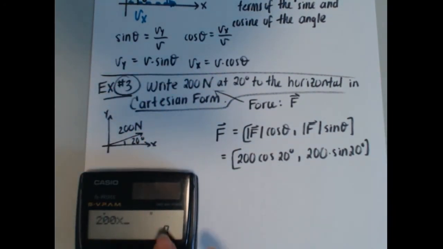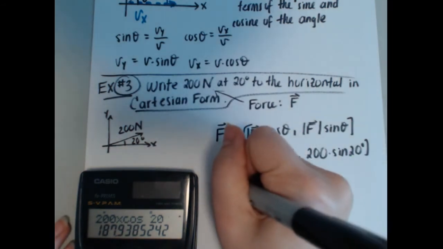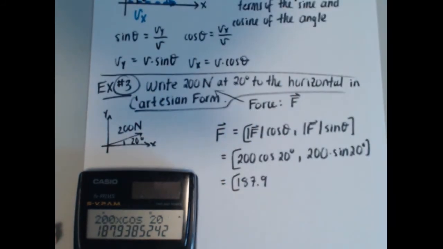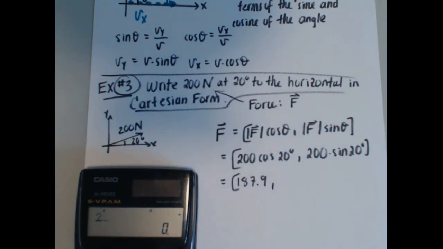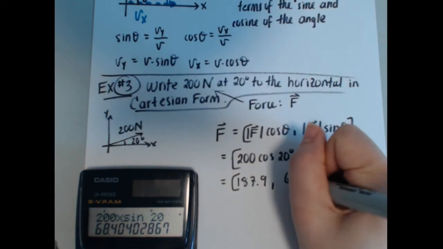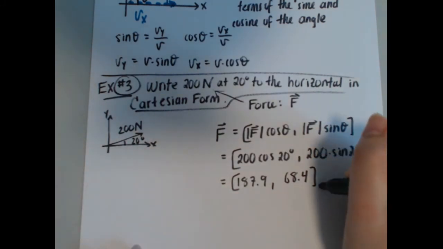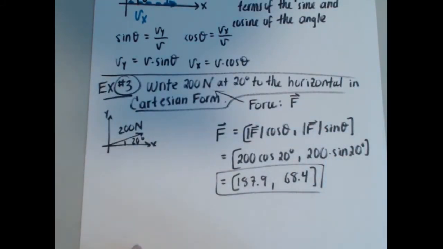So 200, make sure your calculator's in degrees, by the way, times cosine of 20. So that's about 187.9. If you want 3 sig figs, that would be 188. And then 200 times sine of 20, that's 68.4. Okay, so that's the same vector, but written now in Cartesian form. So that is the final answer.